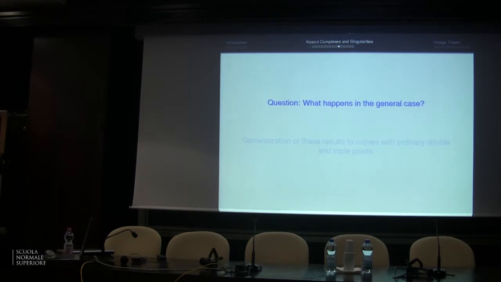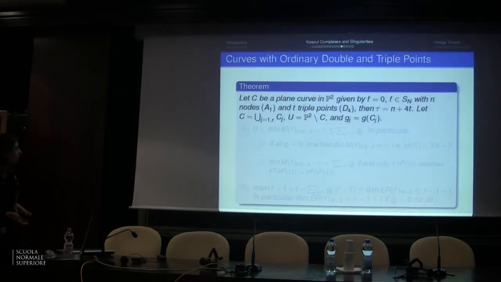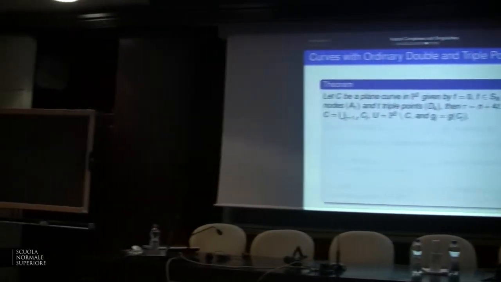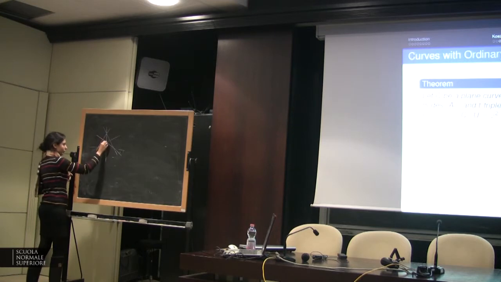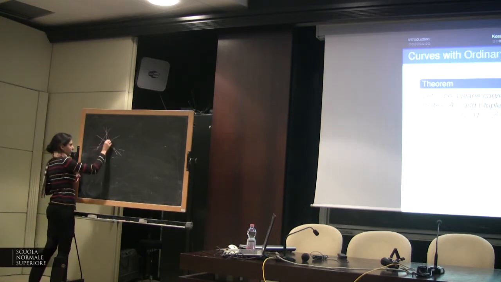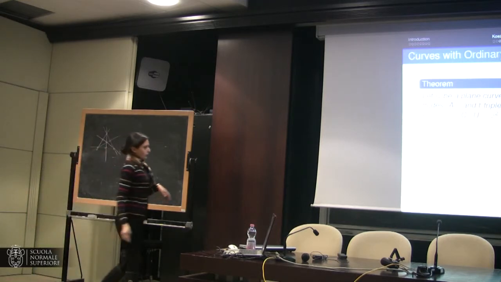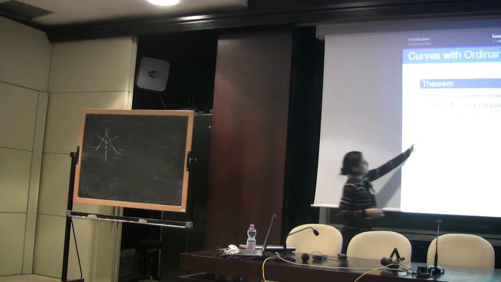But the question is, what happens in the general case? Even if it's not like the nodal curves, do we have something special about these dimensions? So in my work, I only did the generalization to curves having nodes and triple points, the ordinary triple points. So we consider a curve having nodes and triple points, like in this example. For example, in this line arrangement, we have 4 triple points and 3 nodes.